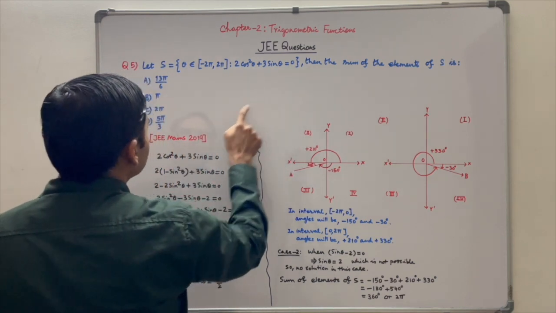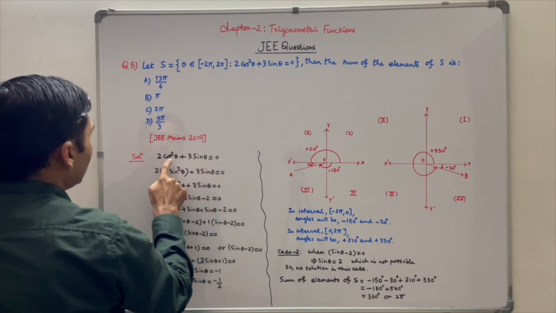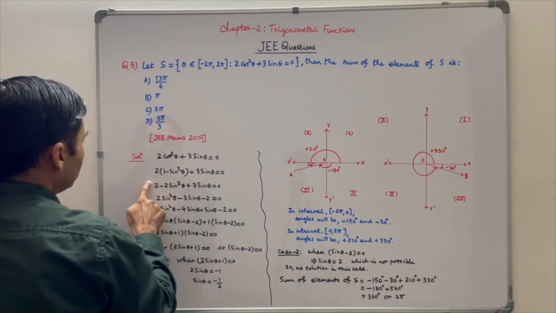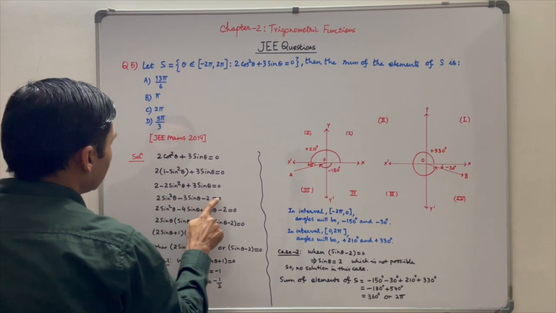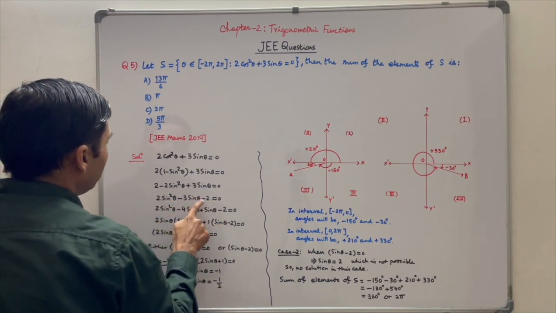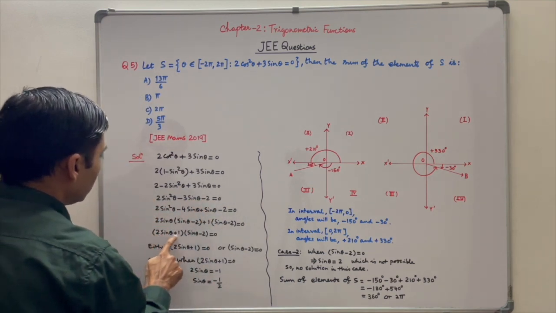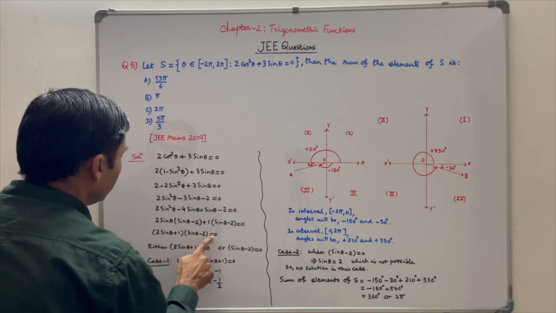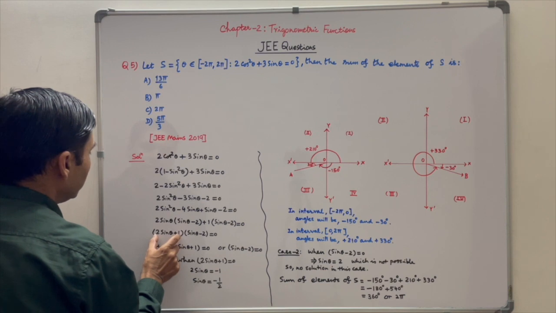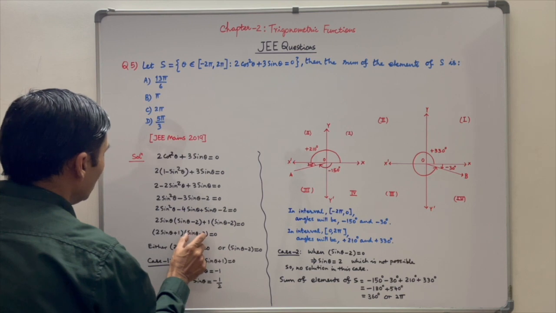The given equation is 2 cos²theta + 3 sin theta = 0. Cos²theta can be written as 1 - sin²theta. So this becomes a quadratic equation in sin theta, and the equation is 2 sin²theta - 3 sin theta - 2 = 0, which can be factorized as (2 sin theta + 1)(sin theta - 2) = 0. That means either 2 sin theta + 1 = 0 or sin theta - 2 = 0. So we will consider two cases.